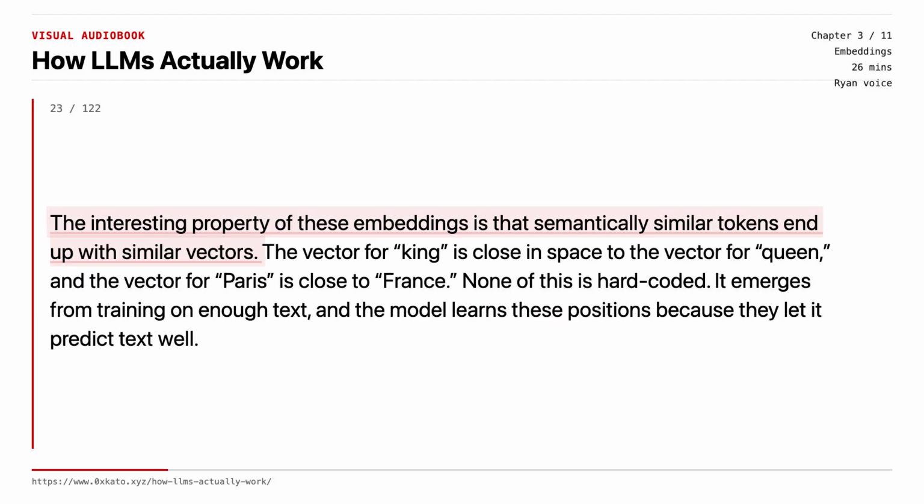The interesting property of these embeddings is that semantically similar tokens end up with similar vectors. The vector for king is close in space to the vector for queen, and the vector for Paris is close to France. None of this is hard-coded.